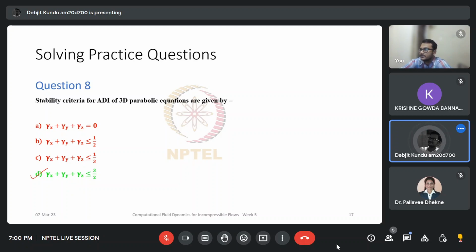So this is something that is obtained by any kind of stability analysis. It could be von Neumann stability analysis or any other kind. But the final result that it gives us, the stability criterion, is this. So if this is maintained, then the solution of the 3D parabolic equations by using ADI would be stable. Otherwise, it would become unstable.